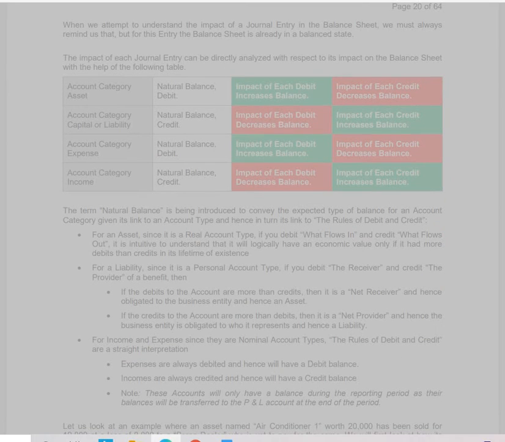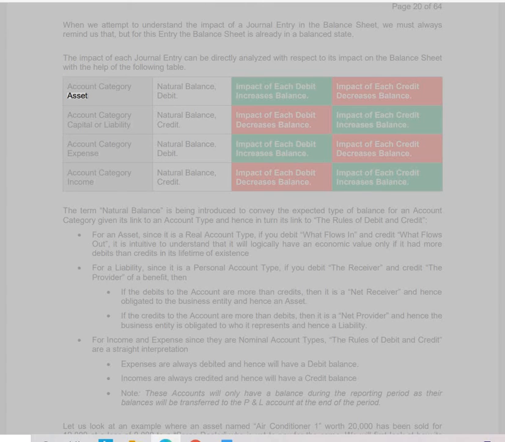Page 20 of 64. When we attempt to understand the impact of a journal entry in the balance sheet, we must always remind ourselves that, but for this entry, the balance sheet is already in a balanced state. The impact of each journal entry can be directly analyzed with respect to its impact on the balance sheet with the help of the following table.